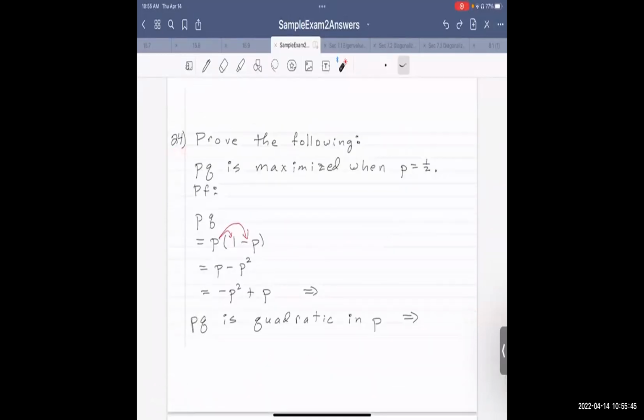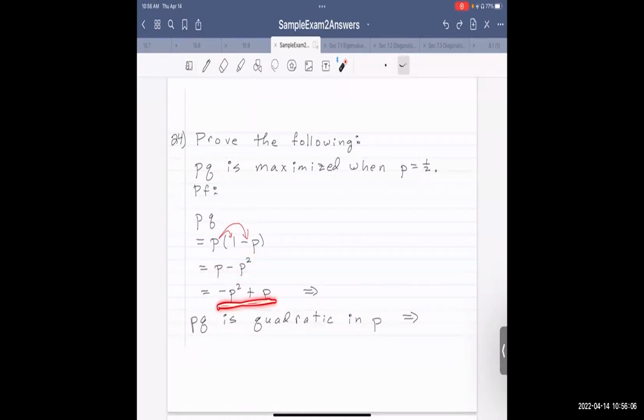24. Prove the following. PQ is maximized when P is equal to half. Well, let's look at P times Q. Q is 1 minus P. So let me multiply P inside the parentheses. So this is just P minus P squared, which is negative P squared plus P.